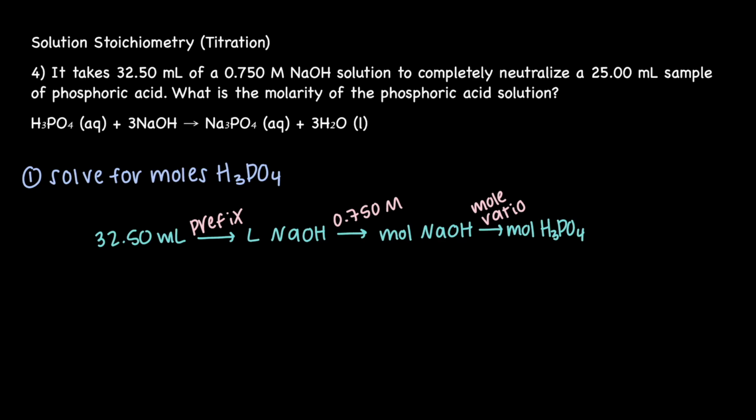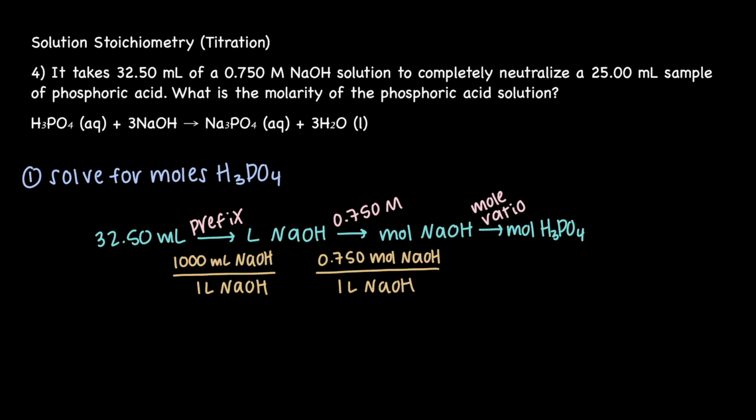For our conversion factors, the prefix conversion to convert from milliliters of sodium hydroxide to liters of sodium hydroxide is 1,000 milliliters over 1 liter. To convert from liters to moles of sodium hydroxide, we can use the molarity value, 0.750 moles of sodium hydroxide over 1 liter of sodium hydroxide. To convert from moles of sodium hydroxide to moles of phosphoric acid, we can use the mole ratio from the balanced equation, 3 moles of sodium hydroxide over 1 mole of phosphoric acid.